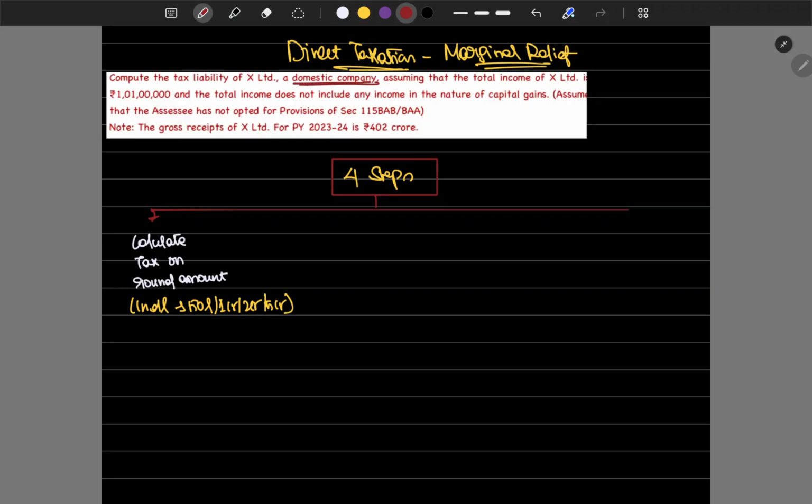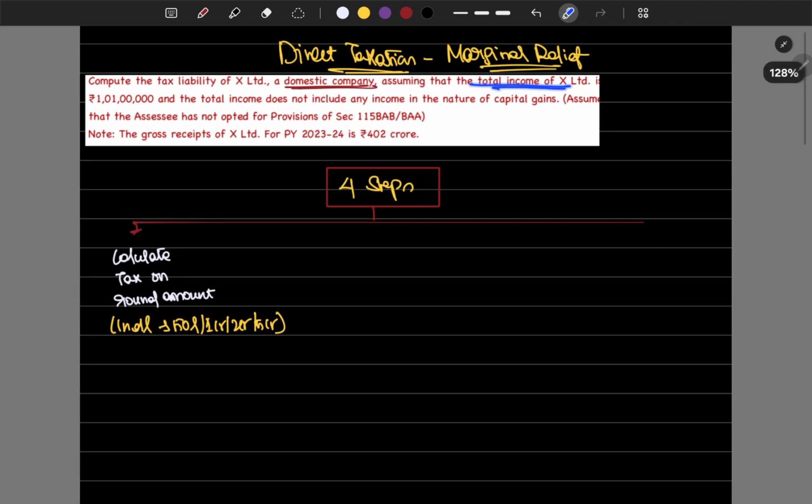Compute the tax liability of X Limited. It is a domestic company. Assume that the total income of X Limited is 1 crore 1 lakh, and the total income does not include any income in the nature of capital gains. No capital gains, because capital gains come under special tax rates. The assessee has not opted for provisions of section 115BAB or 115BAA, the special rates for domestic companies. And finally, the gross receipts of X Limited for previous year 2023-2024 is 402 crore. It's over 400 crore, so the tax rate is 30 percentage.